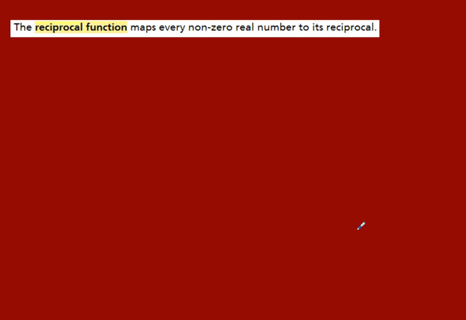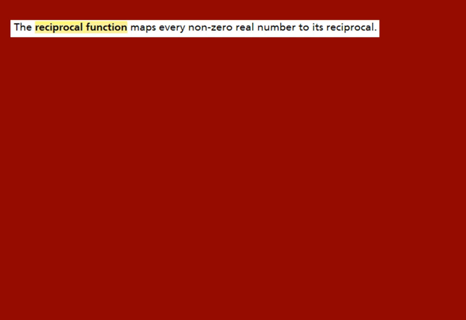All right. The reciprocal function. I want you to watch this and write this stuff down somewhere. This is not something that you can put into your student companion. There's not a place for it, but you need to see this. You need to learn this. This thing called the reciprocal function maps every non-zero real number to its reciprocal. So if you have 2, the reciprocal function makes it 1 over 2.